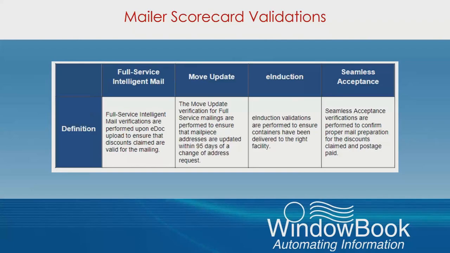Now, you've probably all seen this. I think this is from one of the guides from the Postal Service, but this is for the mailer scorecard validations. And the quality measurements focus on 4 key areas: intelligent mail full service, move update, e-induction, and seamless acceptance. Now, the last 2 are measurements that only occur for mailers who participate in those programs. But since the Postal Service is going to be mandating seamless acceptance in 2021, it really becomes something that everybody needs to pay attention to.